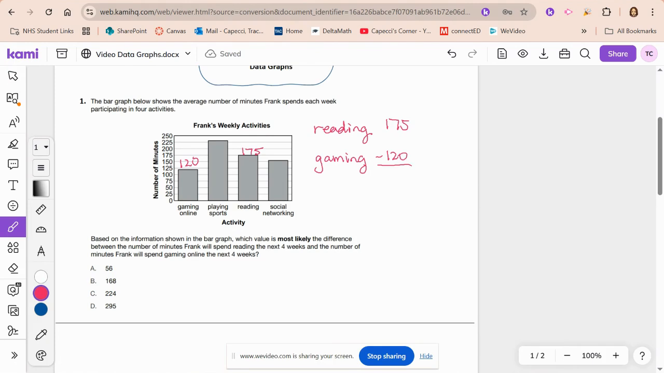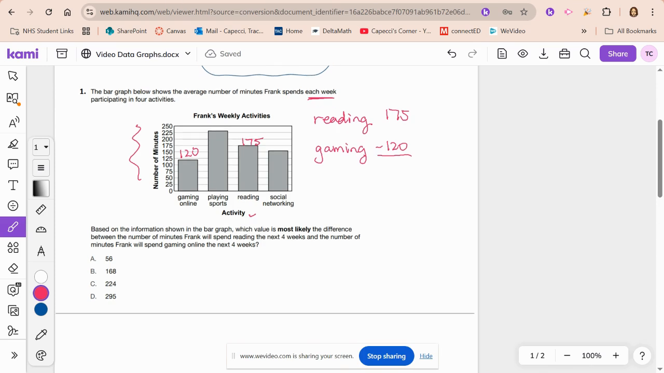The first one says the bar graph below shows the average number of minutes Frank spends each week participating in 4 activities. So if you look at our graph, we have the activities across the bottom. We have the number of minutes on our y-axis there. And our question says, based on the information shown in the bar graph, which value is most likely?